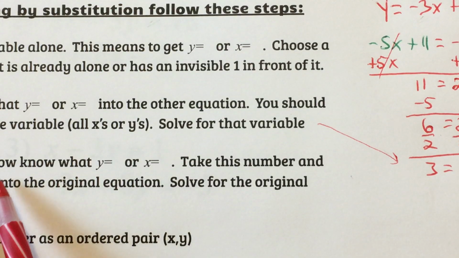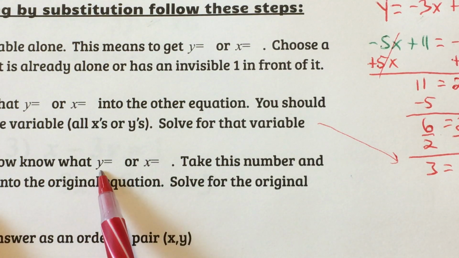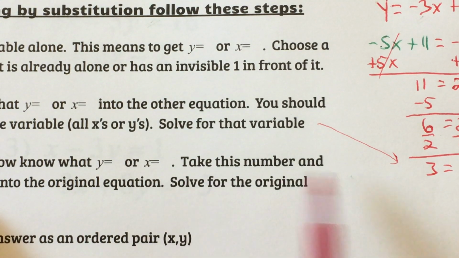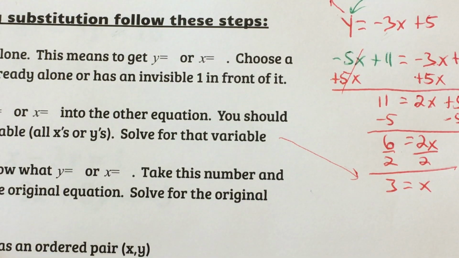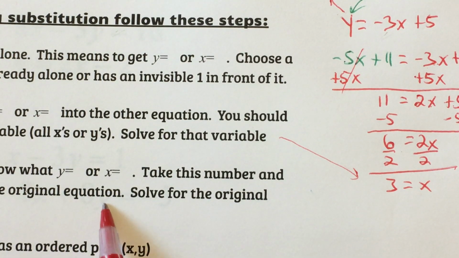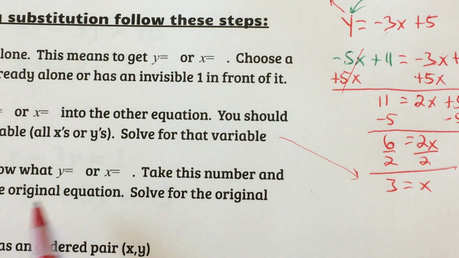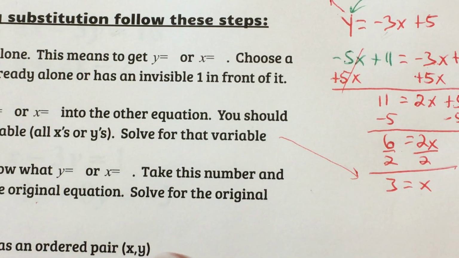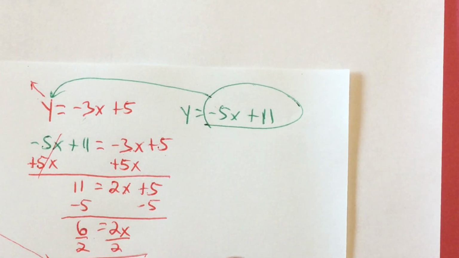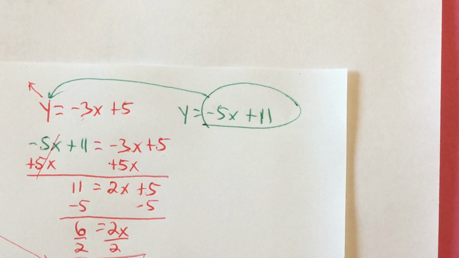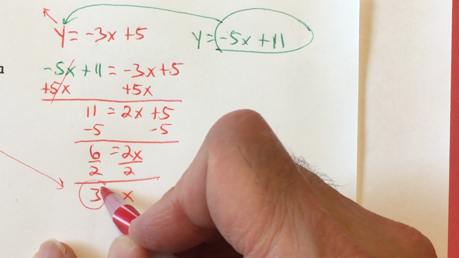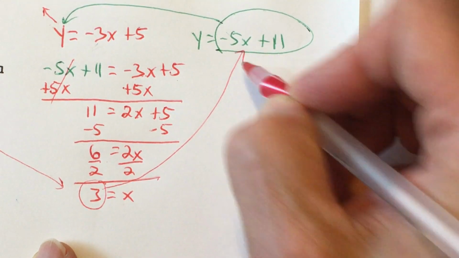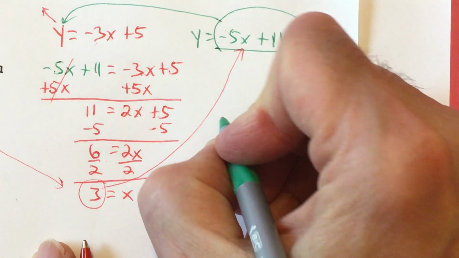Step 3. You should now know what y equals or x equals. Yes, we do. x is 3. Take this number and substitute it into the original equation, or I could say the other equation. Solve for the original variable. So this 3 is my x. Right there, I circled it. I'm going to take this 3 and put it right there.